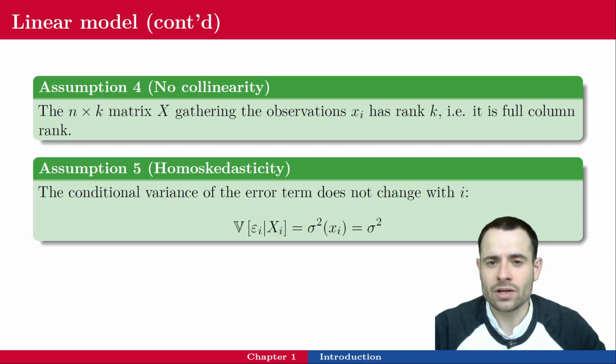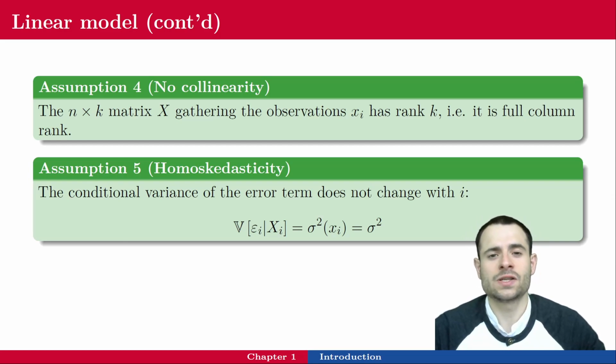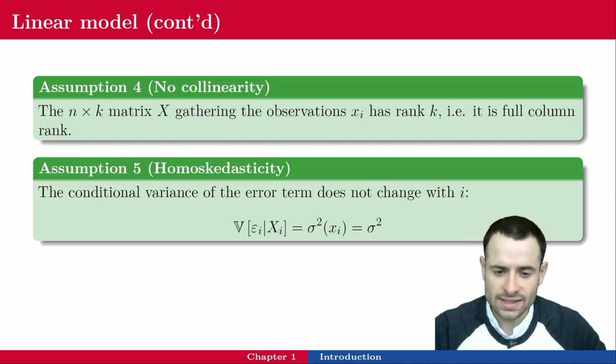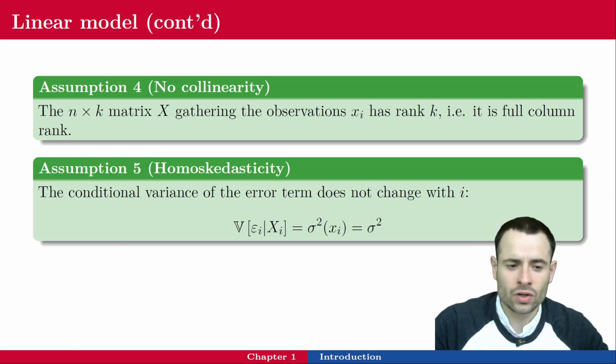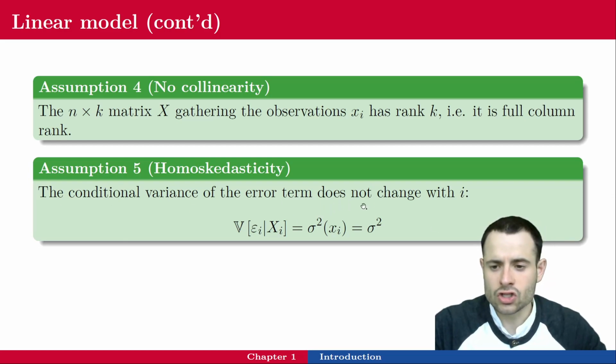Since epsilon is random, it has an expectation, and in assumption 3, we assume the expectation was 0. In this assumption, we assume that the variance does not change with observation i. So the conditional variance of the error term does not change with i. It is always equal to sigma squared.